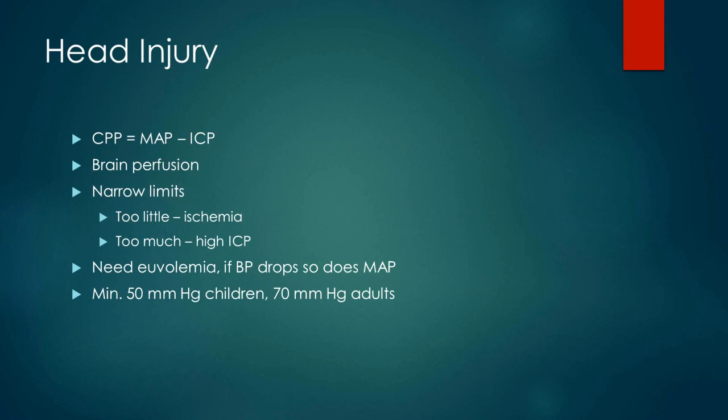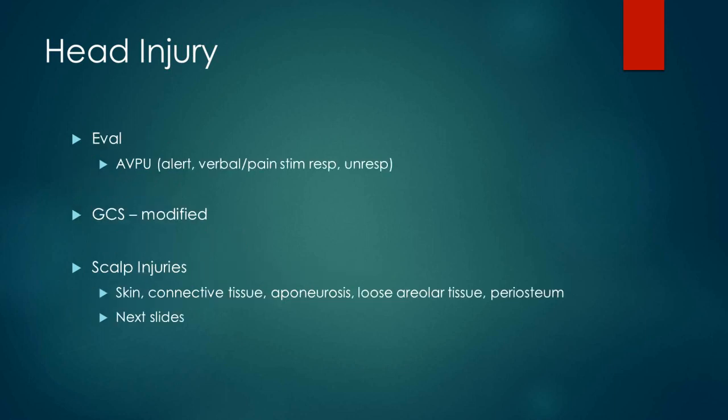Cerebral perfusion pressure, that's your mean arterial pressure minus your intracranial pressure. That's a measurement of your brain perfusion. Narrow limits: too little, ischemia; too much, high intracranial pressure. Need euvolemia. If blood pressure drops, so does your MAP. You want a minimum of 50 millimeters of mercury in children, 70 millimeters of mercury in adults.